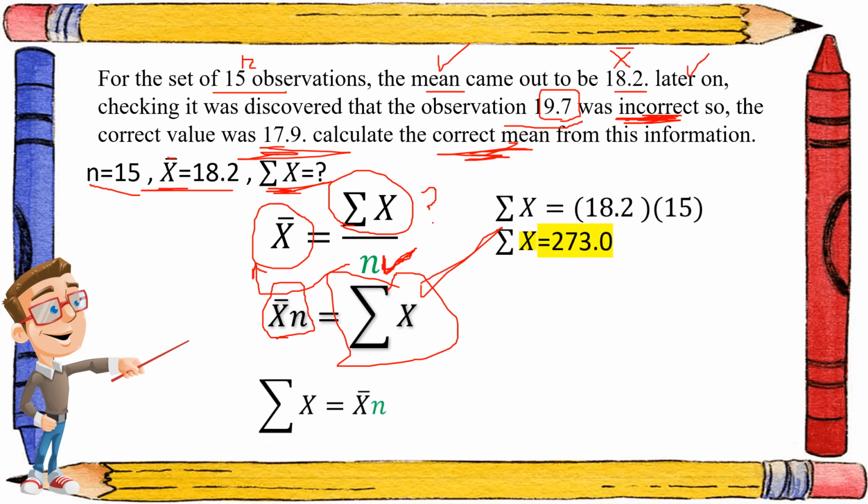Here, 18.2 is the value of x bar, and we simply put the value in the place of x bar, and place the value of n, which is the total number of observations. Now multiply it and we will get the answer: summation x is equal to 273.0. This is the tricky part. Don't get confused when this type of question comes. Just focus on the question and you will get your answer within the question.